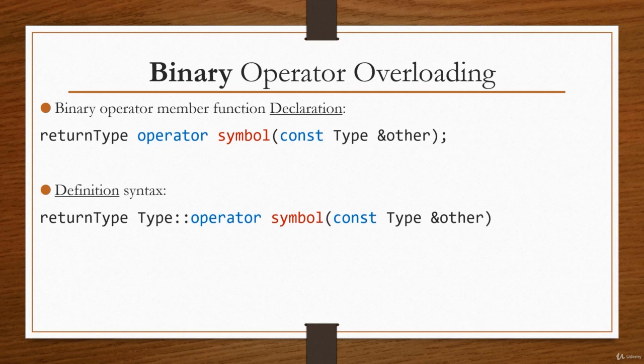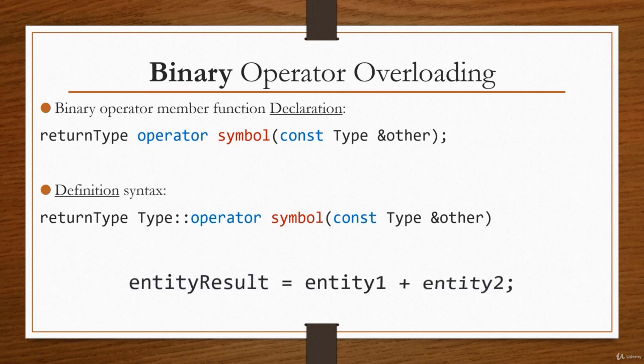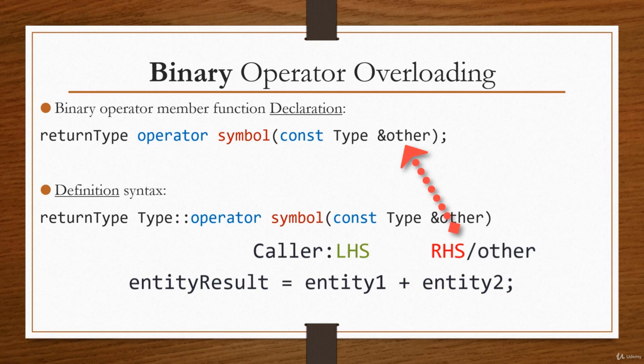I've done some highlighting here, so operator, the symbol, and then as a parameter it's going to take a reference to a constant user-defined type. So the formal parameter name here is other. That can also be RHS for right hand side, because let's say you have entity 1 plus entity 2. The function will actually be invoked on entity 1, so the one on the left hand side, and is then going to take in entity 2, so the one on the right hand side, as an argument.